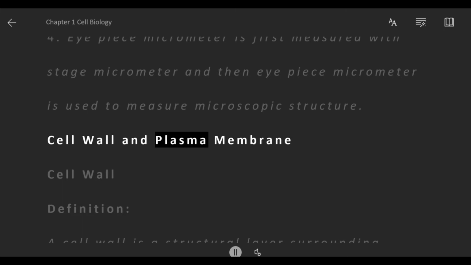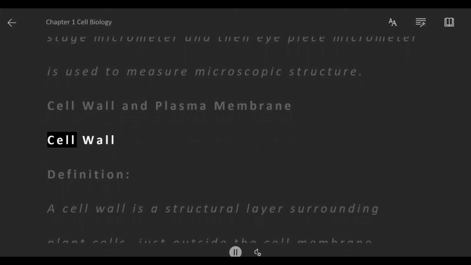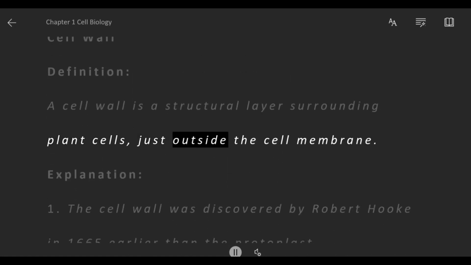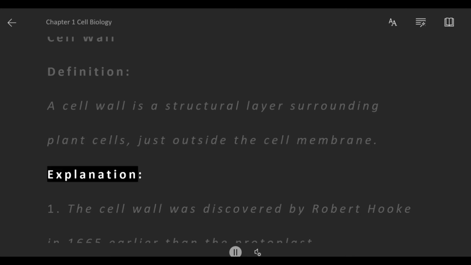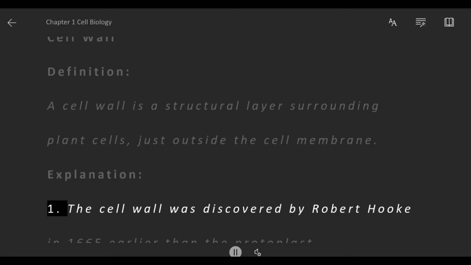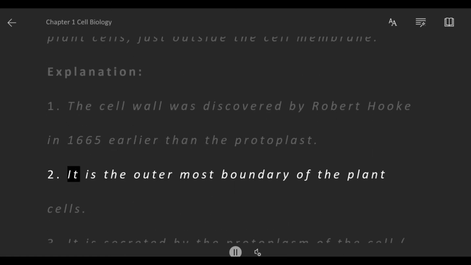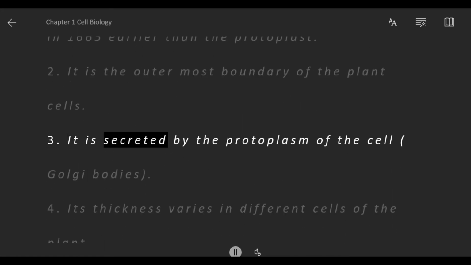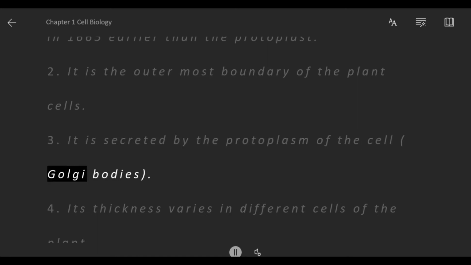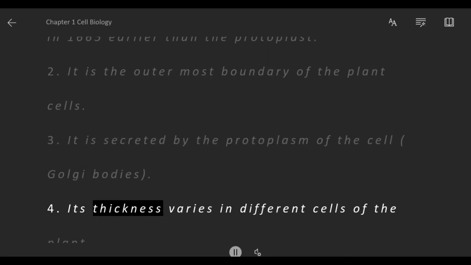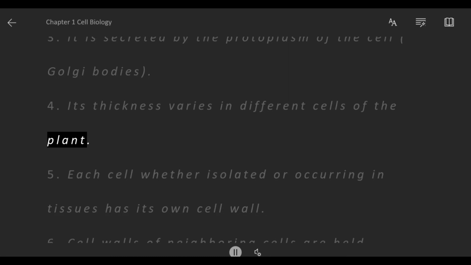Cell wall and plasma membrane. Cell wall. Definition. A cell wall is a structural layer surrounding plant cells, just outside the cell membrane. Explanation. 1. The cell wall was discovered by Robert Hooke in 1665, earlier than the protoplast. 2. It is the outermost boundary of the plant cells. 3. It is secreted by the protoplasm of the cell, Golgi bodies. 4. Its thickness varies in different cells of the plant.